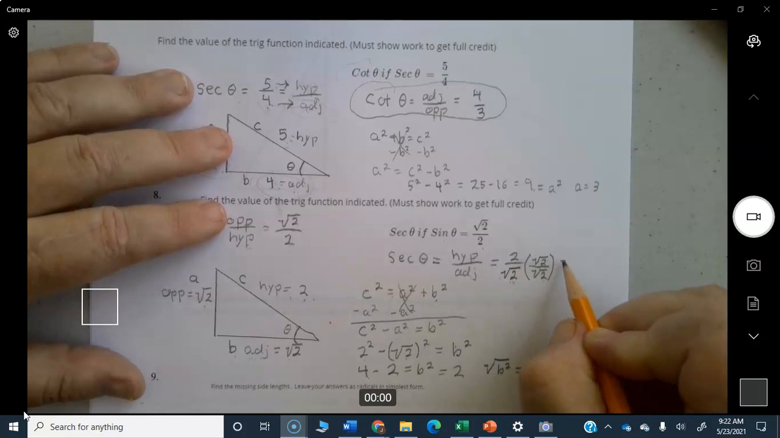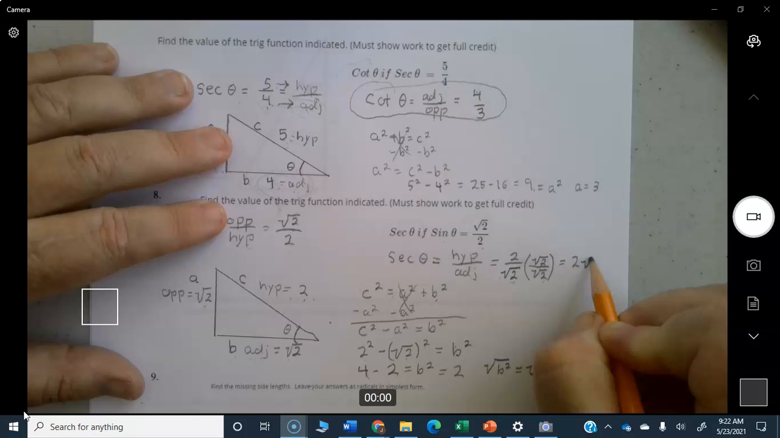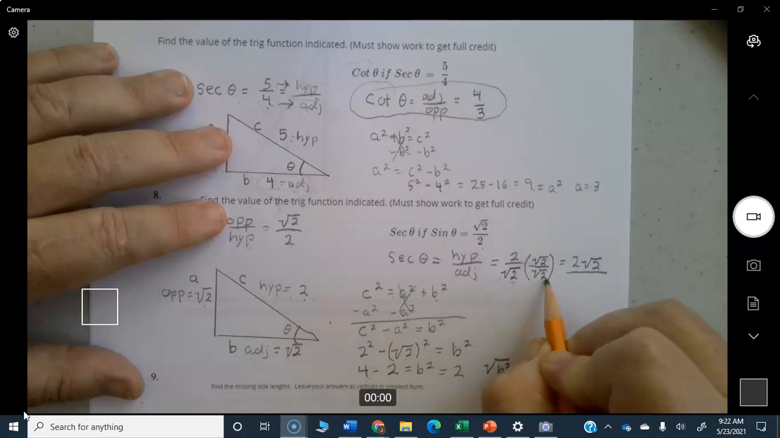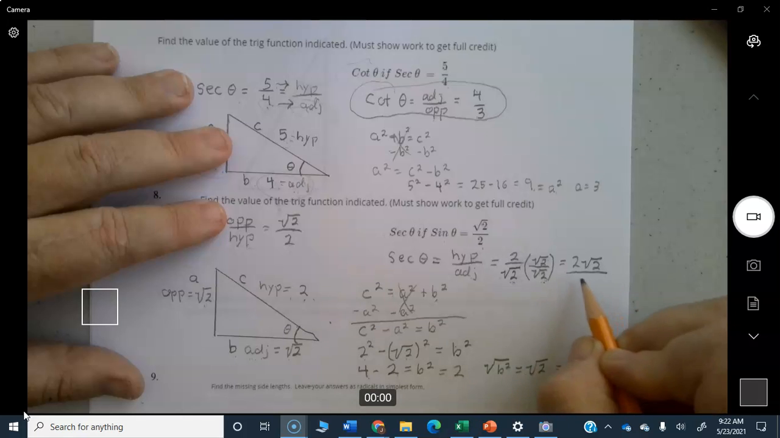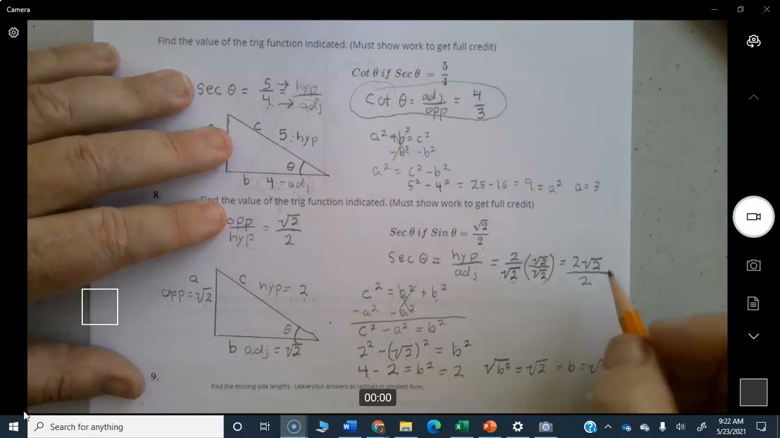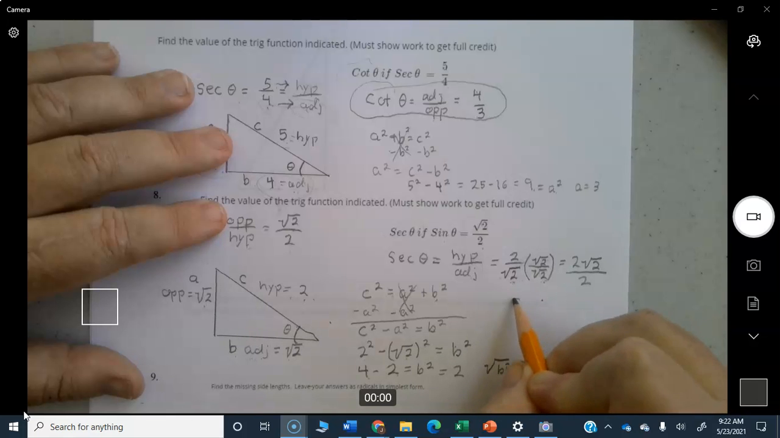On the top, we get 2 times the square root of 2. You can't simplify that really any further. And on the bottom, we have the square root of 2 times the square root of 2. Again, that's the square root of 2 squared. Square root of 2 times square root of 2 equals 2. Okay, so now we have that, and now you just have one more step to simplify it.